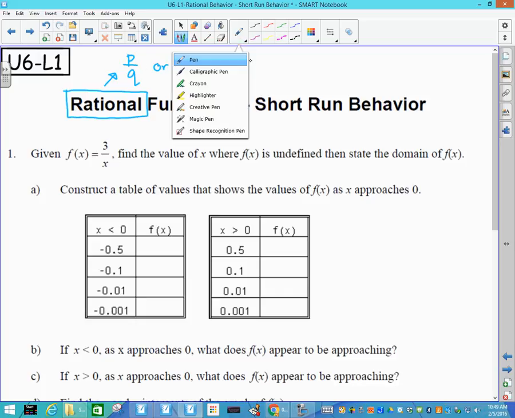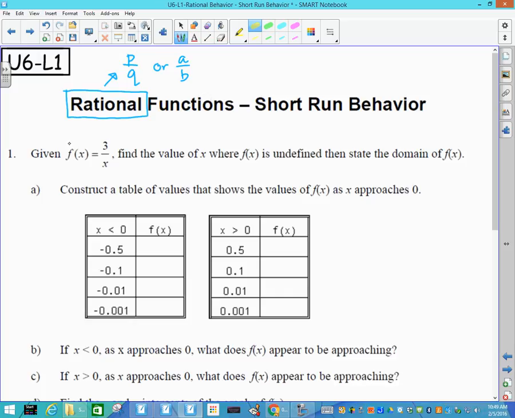The first function that we're going to look at is f of x equals 3 over x, or 3 divided by x. That's our rational function. They want us to find the value of x where f of x is undefined. This is one of the most important things about rational functions. What makes this thing undefined? Pause. You two think for a second.